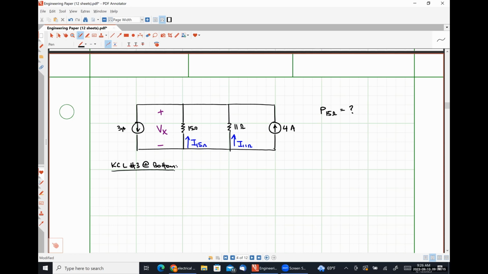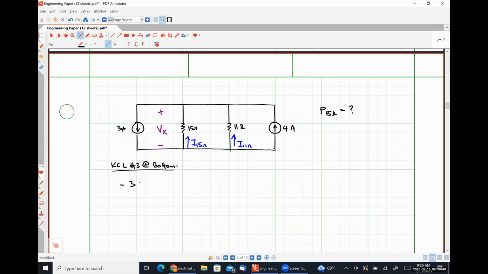So any current that is exiting the bottom node will get a plus sign. Any current that is entering the bottom node will get a minus sign because of the formulation of KCL that we're dealing with here. All right, so once again, let's start from the left to the right. So the 3 amp source, is it entering or exiting the bottom node? It is entering the bottom node, which means it needs to get a negative sign, absolutely.